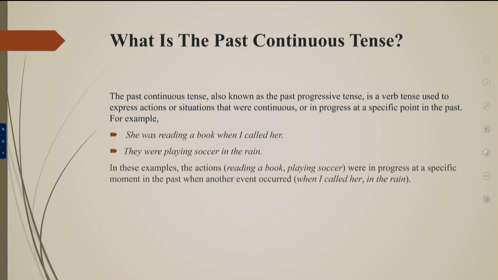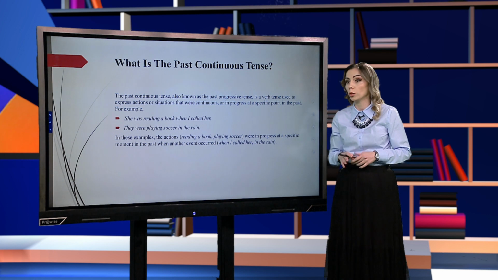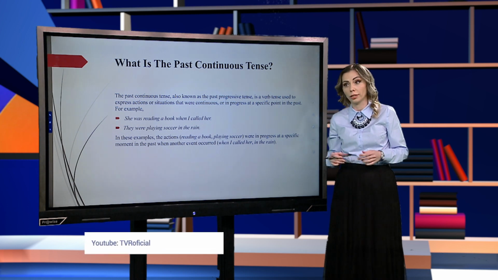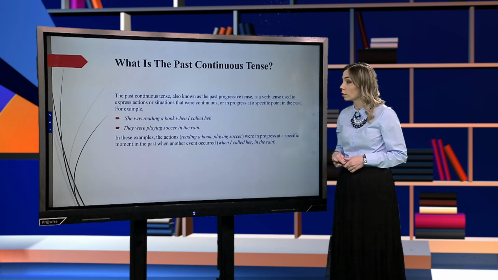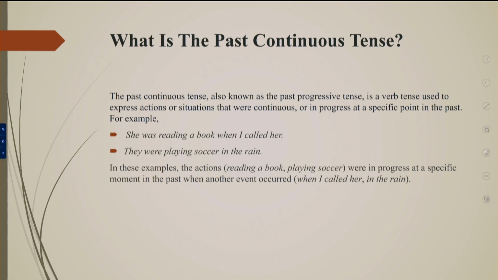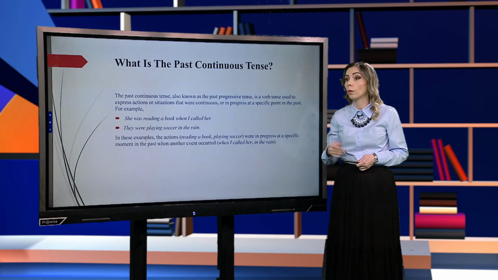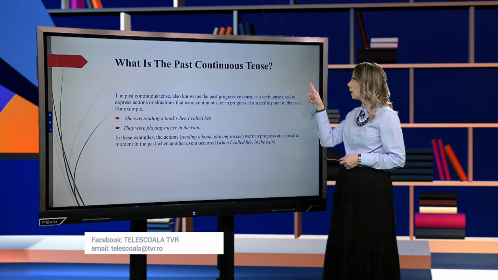So the past continuous tense, also known as the past progressive tense, is a verb tense used to express actions or situations that were continuous or in progress at a specific point in the past. For example, she was reading a book when I called her. They were playing football in the rain. In these examples, the actions, reading a book, playing football, were in progress at a specific moment in the past when another event occurred, when I called her and in the rain.